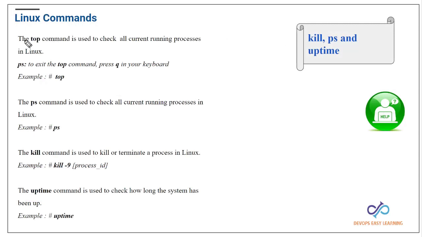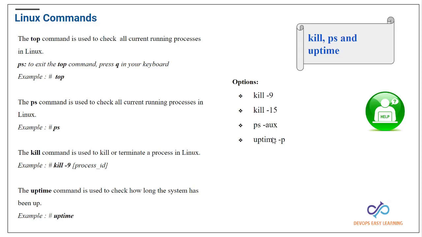Now, like I explained, the top command is used to check all the processes, and you can use either the top command or the PS command. The PS command has some options, like the option aux. I like to use this one a lot. And the uptime command can have option -p and so on. And the kill command, we can have kill -9 and kill -15.